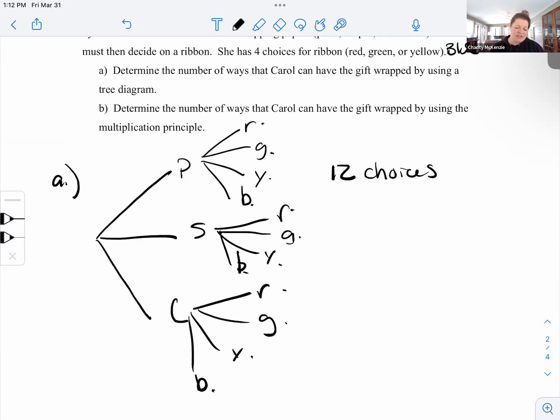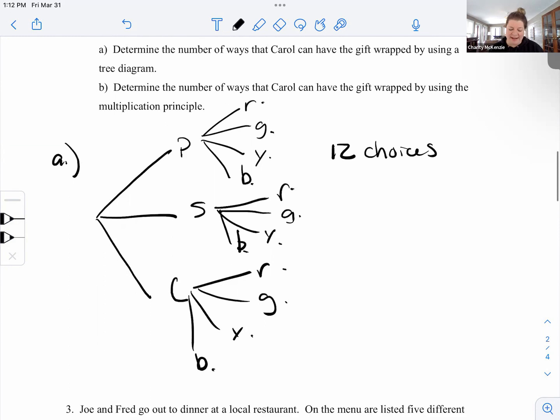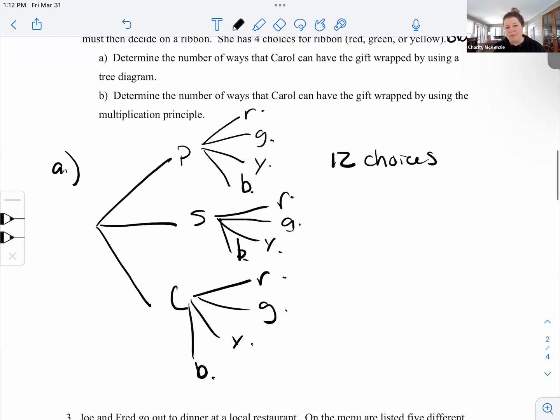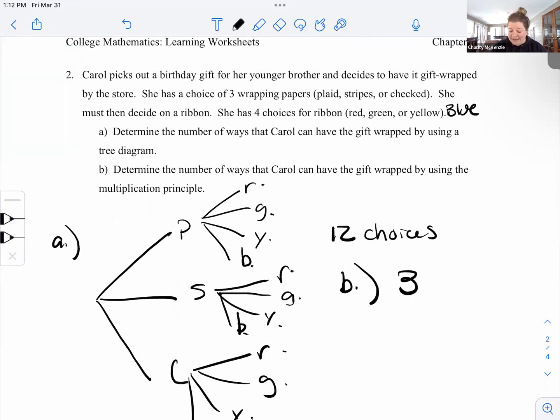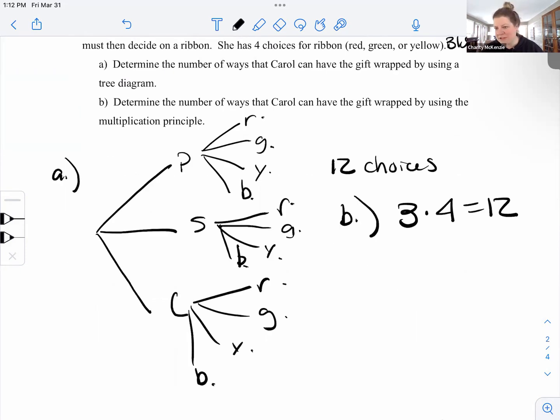Okay, B says, determine the number of ways that Carol can have the gift wrapped by using the multiplication principle. So for part B, we have 3 choices of wrapping and 4 choices for the next one. So we just times them. See how I was trying to come up with that word for choices or possibilities? We just times them. So a tree diagram to me is way more tedious.